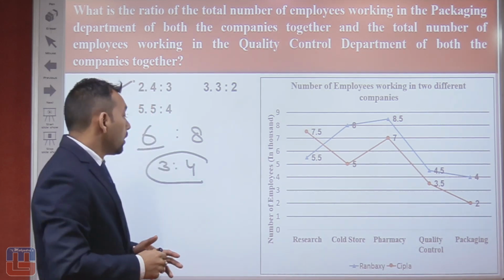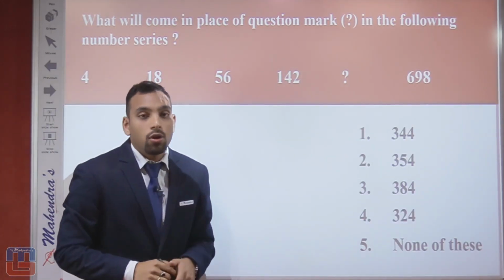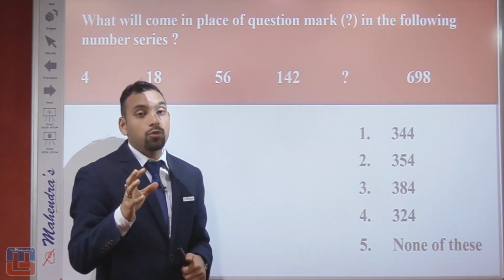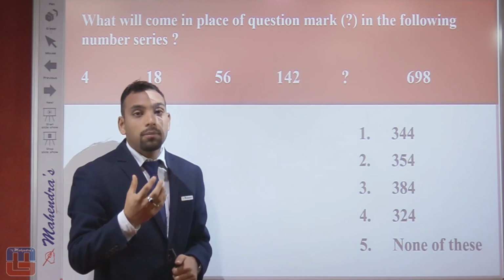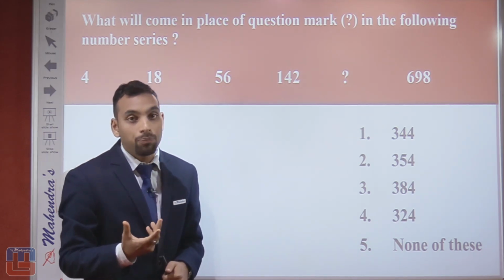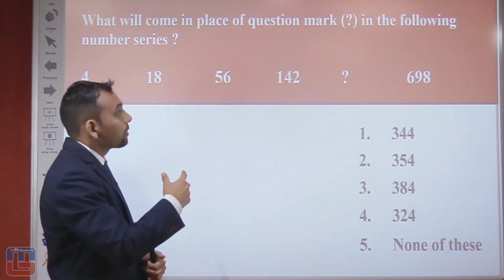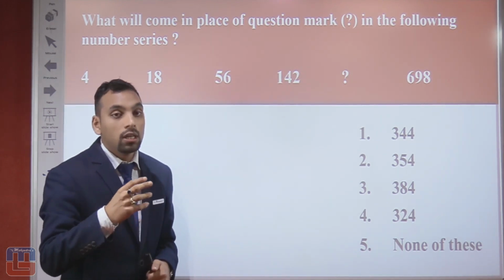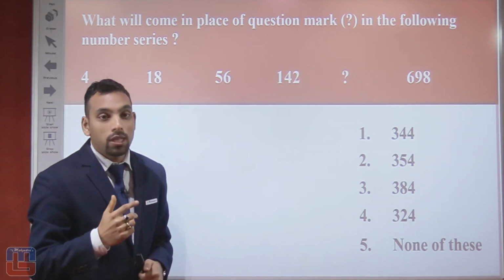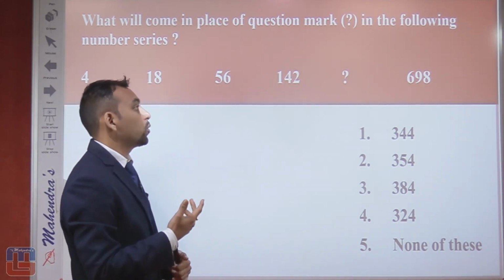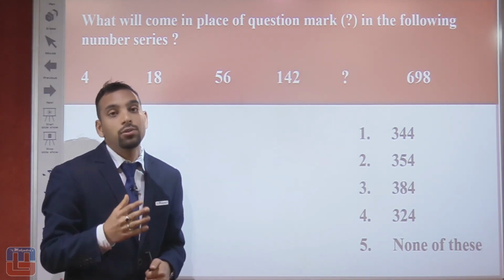Let us see the next question. You can see the next question is from number series. As you all know, 5 questions from number series can be seen in the examination. Generally, in number series we have to develop logic. So what logic could be in this question? Firstly, see the pattern of the numbers. The first number is 4, then 18, then 56, then 142, then we have a question mark, then 698, and we have to find the value of the question mark.